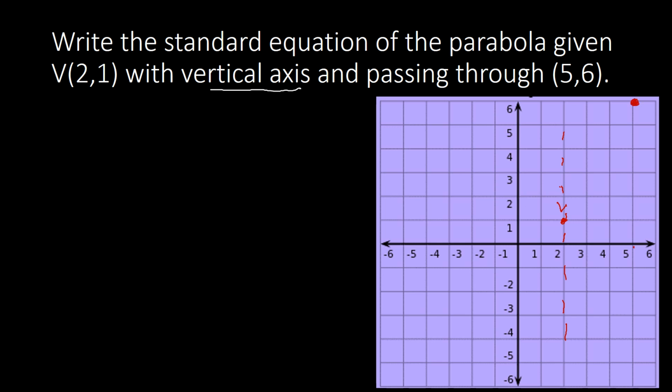When it says there and passing through 5, 6, that would mean that one point on our parabola is 5, 6. So this is how our parabola would look like.